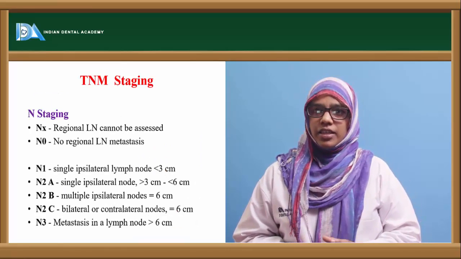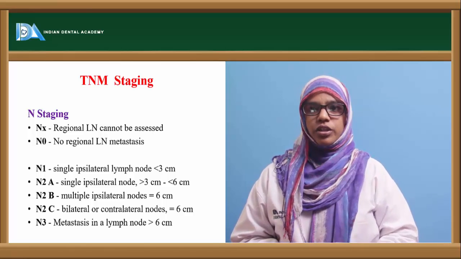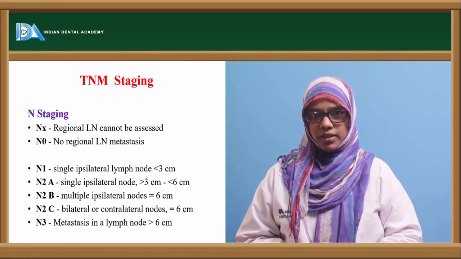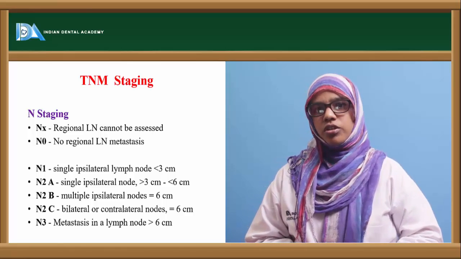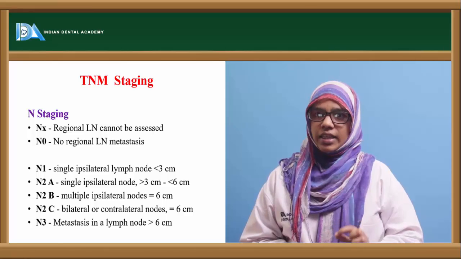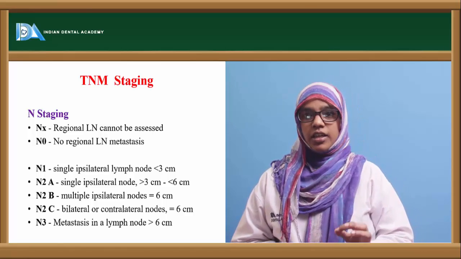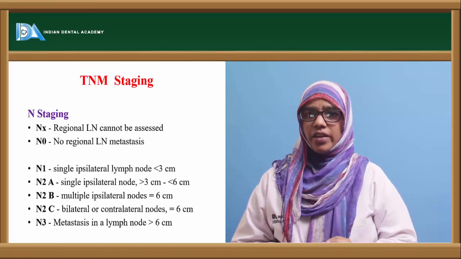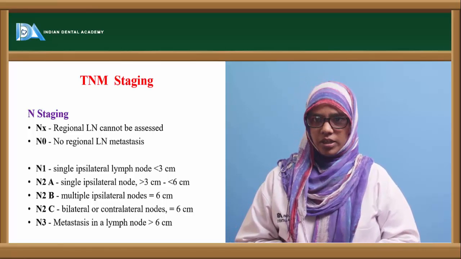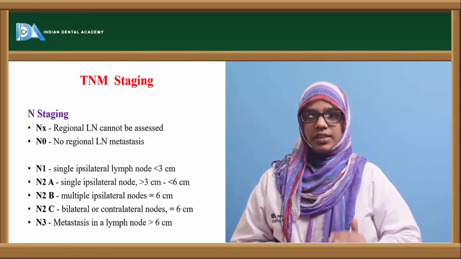Now, N is nothing but regional node metastasis, wherein NX stands for regional node cannot be assessed, and N0 is there is no regional lymph node metastasis. Now, N1 is single ipsilateral. Ipsilateral is nodes that are present on the same side, are metastasized and they are less than 3 centimeter in diameter. Whereas N2 is further divided into A, B and C.